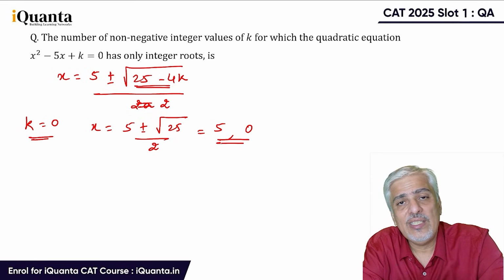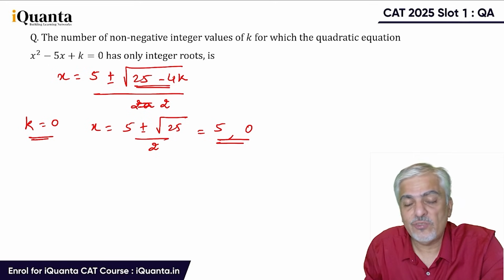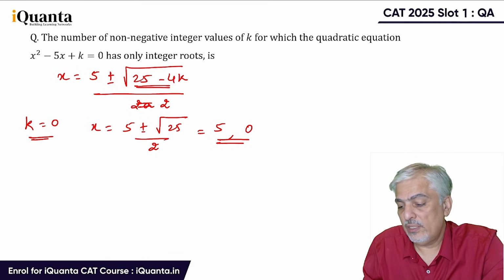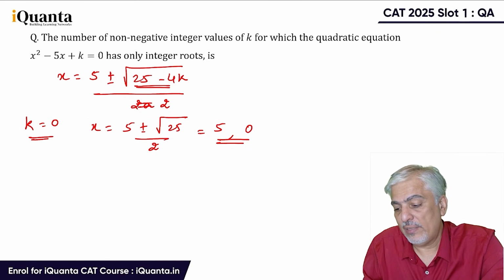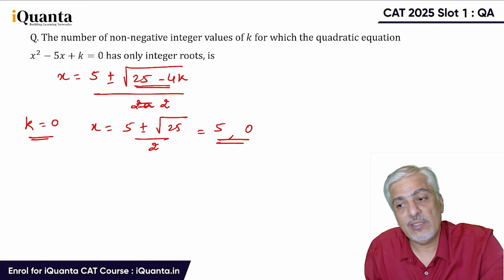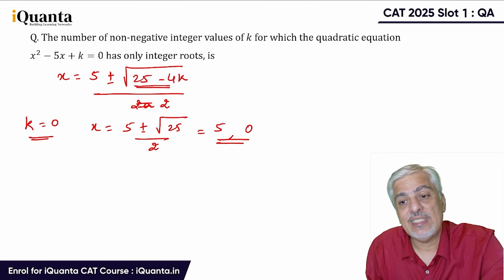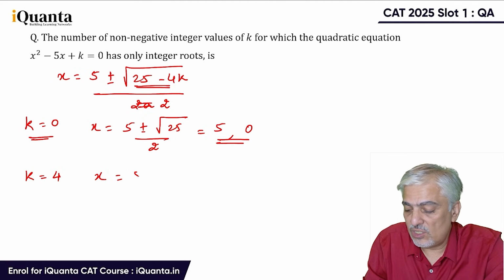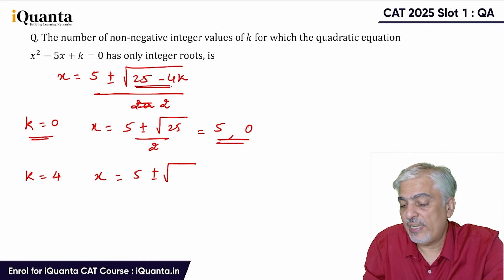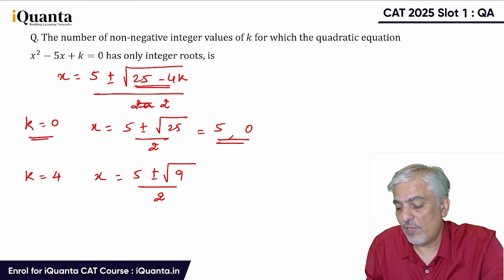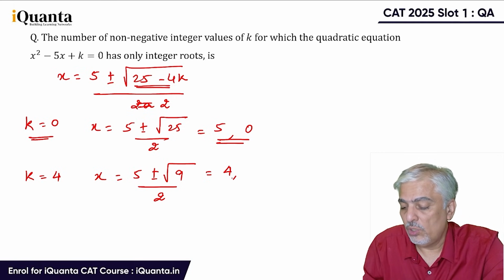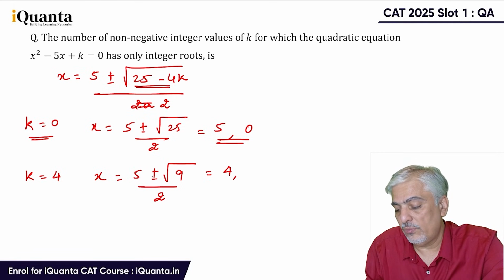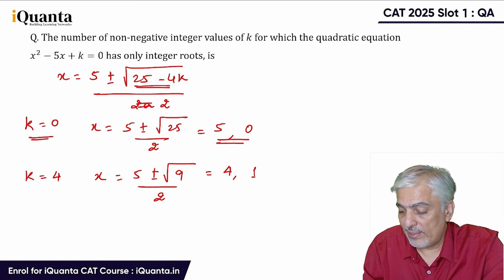Now, obviously k cannot be 1, because if I take 1, 25 minus 4 is 21, which is not a perfect square. k cannot be 2, because 25 minus 8 is also not a perfect square. k cannot be 3, 25 minus 12. k can be 4, because 25 minus 16 is 9. So the next possible value for k is 4. So x is 5 plus or minus root of 25 minus 16, which is 9, upon 2a. Root 9 is 3. So 5 plus 3, 8. 8 divided by 2 is 4, and 5 minus 3 will come to 1.